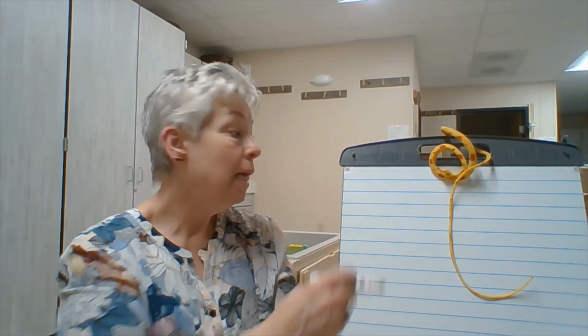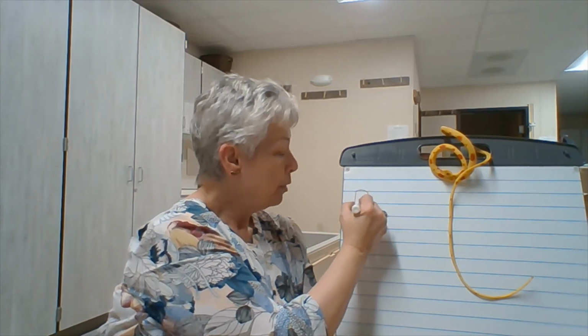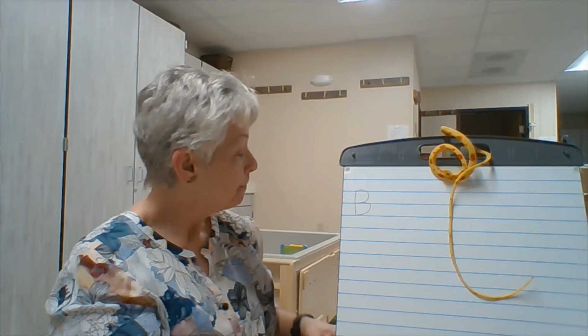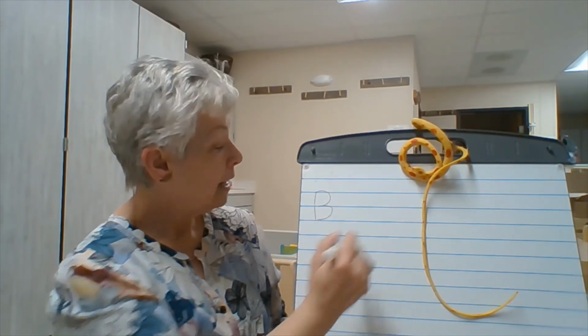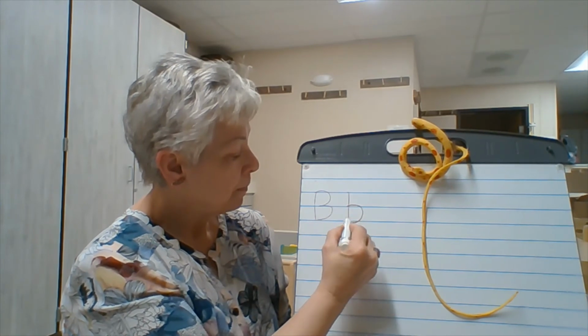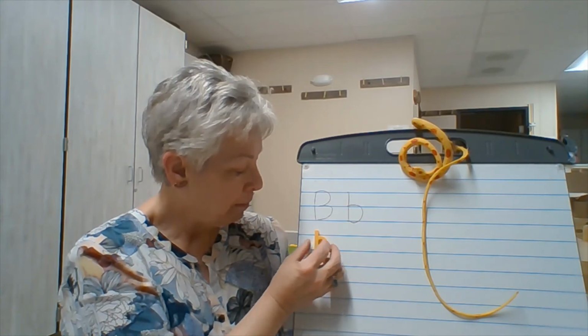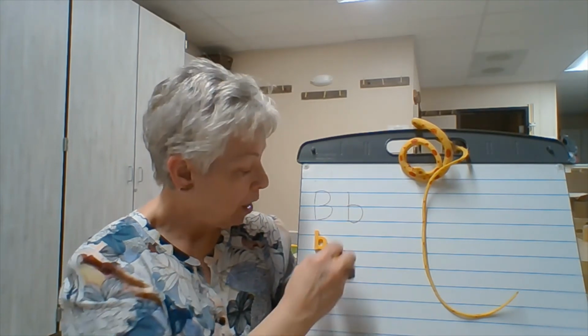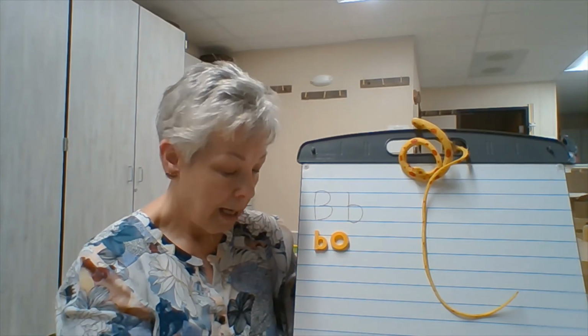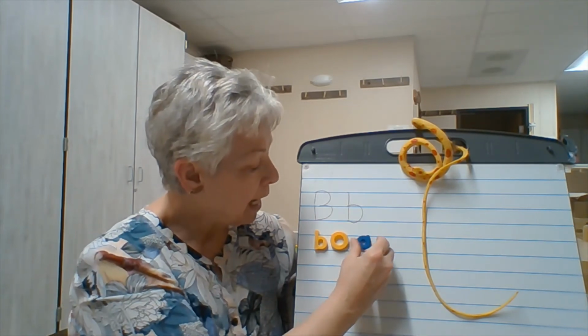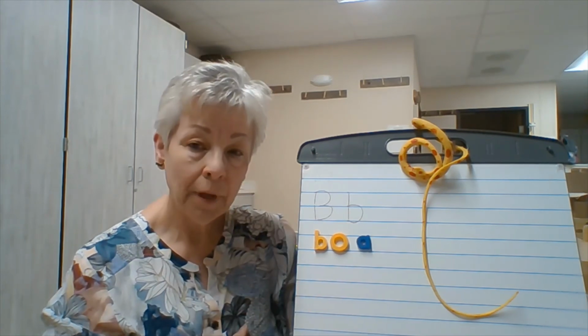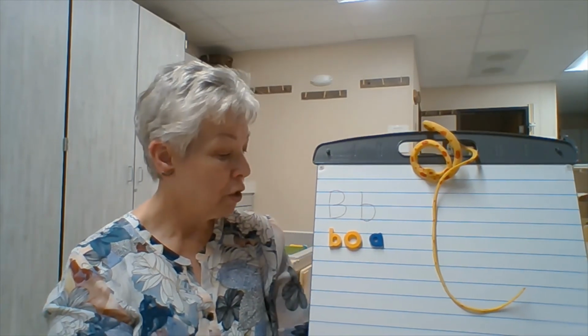All right, so when we talk about a boa constrictor, who knows what boa starts with? What letter? B. You're right, it's a B. So here's a capital B, just like that. Can you see it? And this would be a lowercase b. And boa is spelled just like this. So it's B, O, and then lowercase a. Boa. Boa. Boa constrictor.